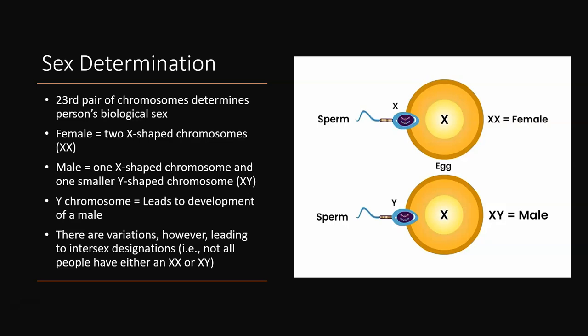There are variations, as I mentioned before, and these lead to what are referred to as intersex designations. So not all people have XX or XY. You can have multiples, so there can be triple X. You can have singles. You can have a single X. You can have XXY. You can have XYY, and so on.